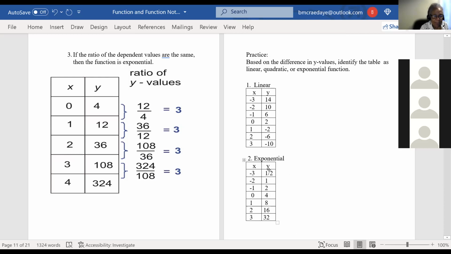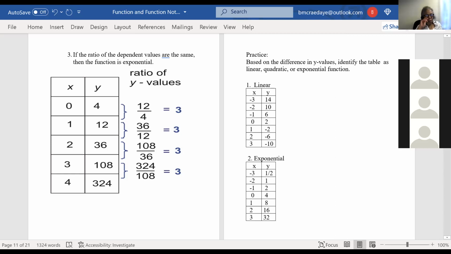All right. This one is exponential. You can start at the bottom. You don't always have to start at the top. 32 over 16 is 2. 16 over 8 is 2. 4 over 2 is 2. 2 over 1 is 2, and 1 over 1/2 is 1 times 2 over 1, which is 2. That's a ratio. That's exponential.